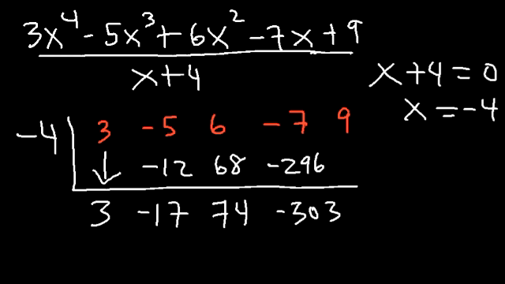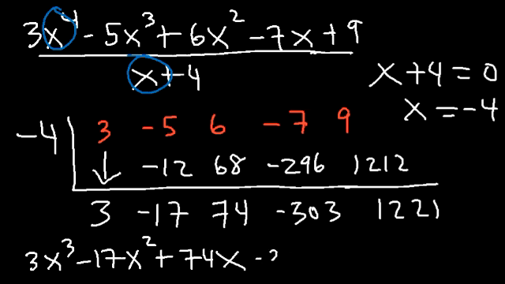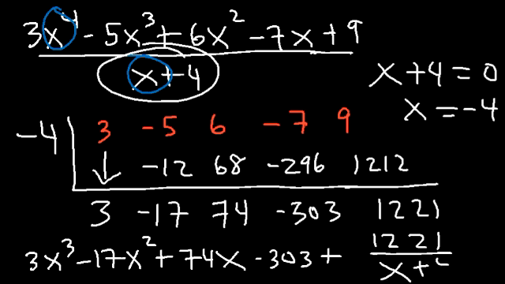And negative 4 times negative 303, that's 1219. And if we add 9 to that, it's 1221. X to the fourth divided by x is x cubed. So the final answer should be 3x cubed minus 17x squared plus 74x minus 303, and then plus the remainder, which is 1221, divided by x plus 4. So that is the solution to the problem.